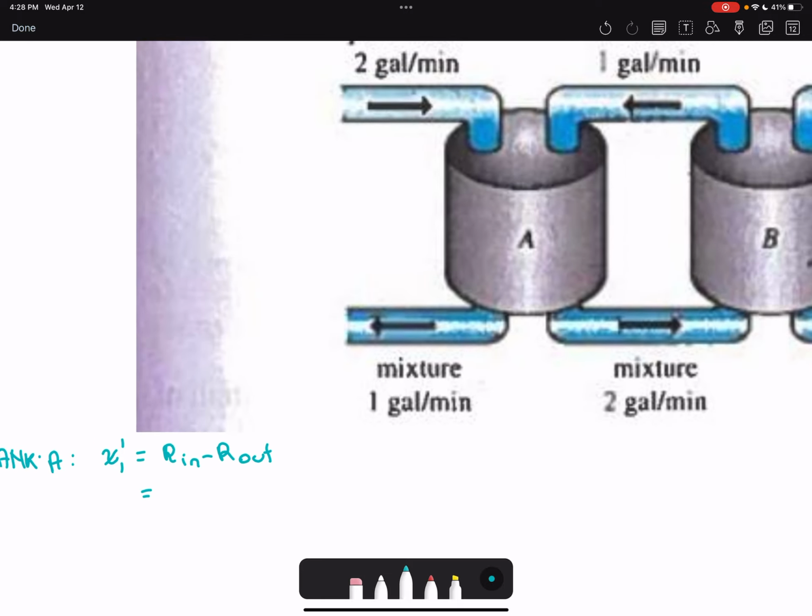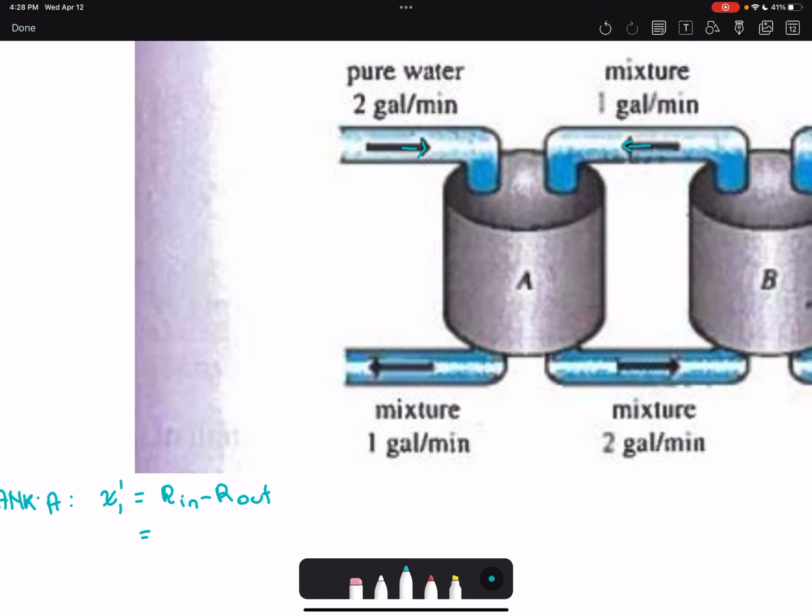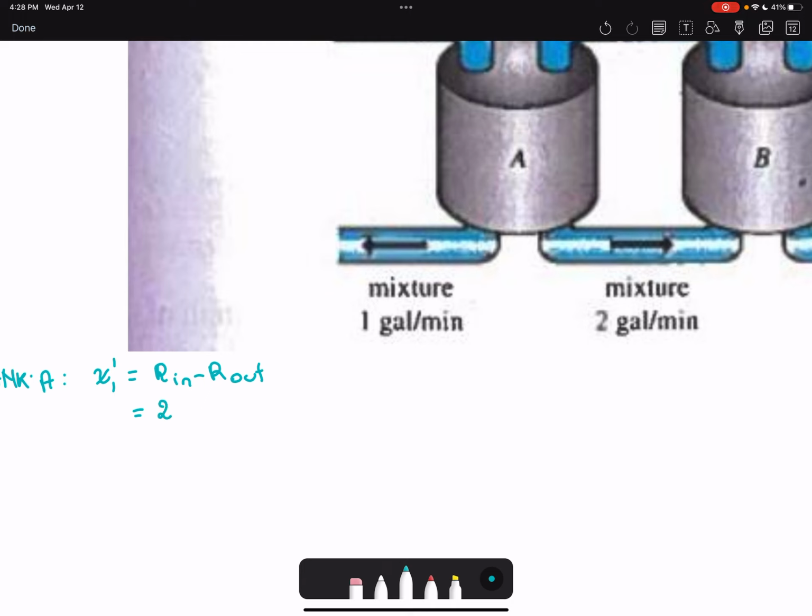So what is the stuff that's coming in? Well, we've got stuff coming in here and here. So we have 2 gallons per minute coming in. And remember, this is the amount of salt in pounds with respect to time in minutes, so this has units of pounds per minute. How do we get units of pounds per minute here? Well, we have to divide by gallons and multiply by pounds.